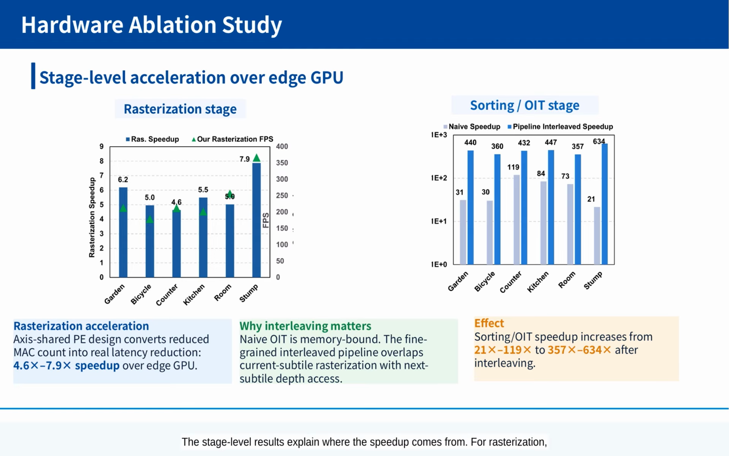The stage-level results explain where the speedup comes from. For rasterization, the axis-shared PE design converts MAC reduction into real latency reduction, achieving 4.6 to 7.9 times speedup over the edge GPU. For sorting and OIT, interleaving is essential. A naive OIT implementation is still memory-bound. With fine-grained interleaving, the speedup increases from 21 to 119 times to 357 to 634 times. This confirms that replacing sorting must be paired with a pipeline design that hides transmittance prediction memory latency.